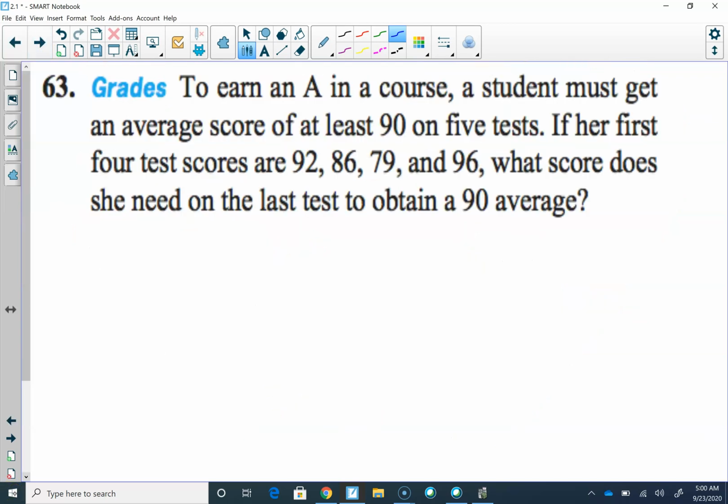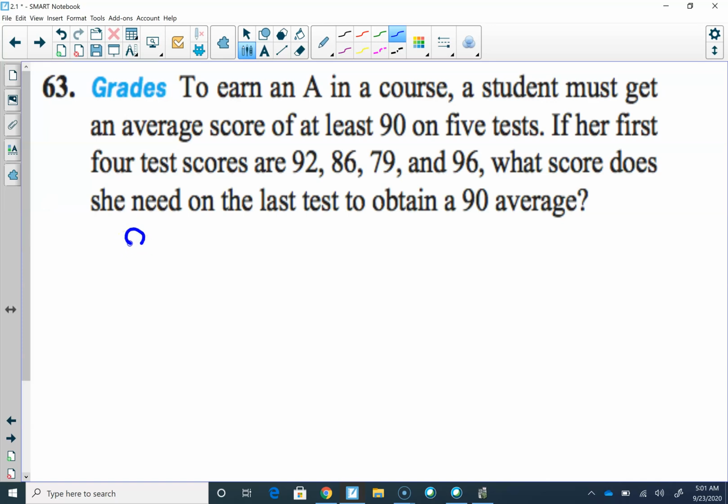The next one is going to be one that you're going to do by hand. So you're going to do this algebraically, and I have that listed in the directions. So this is not going to be a graphing calculator one. To earn an A grade, a student must get an average score of at least 90 on 5 tests, and her first 4 tests are those scores. What is the score that she needs on her last test to obtain a 90% average?